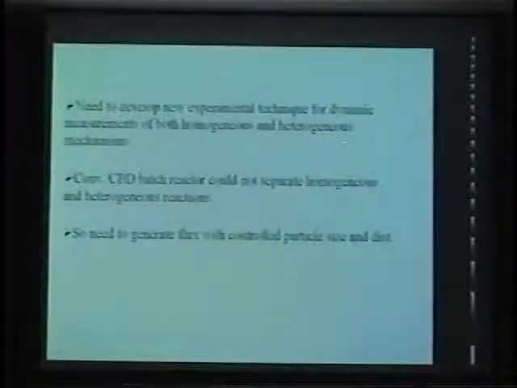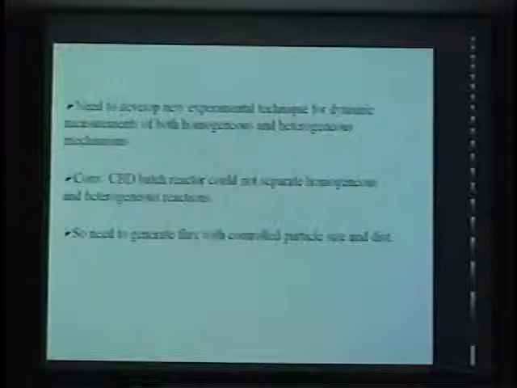Since you have these two together, if you're just using a conventional batch process, you could not separate these two reactions because they're always going on at the same time. So what we want to do is change this reactor and try to produce a flux which we can control the particle size and their distribution, or maybe we can just get rid of the particles in the flux, so we can have only molecular level growth.